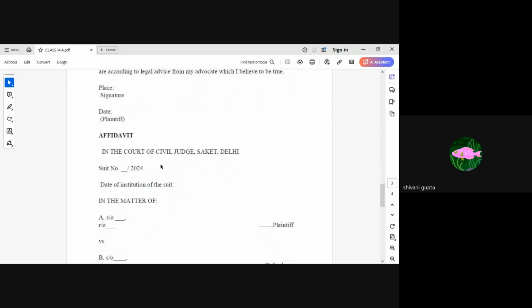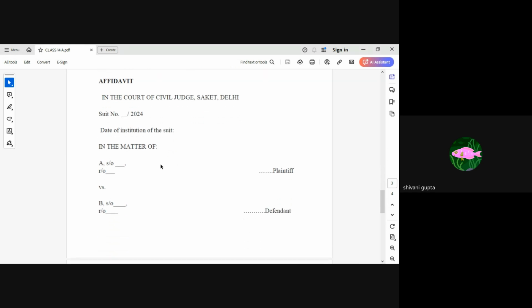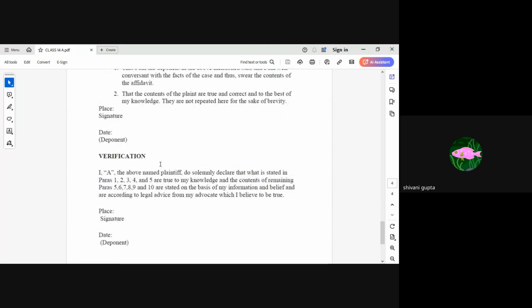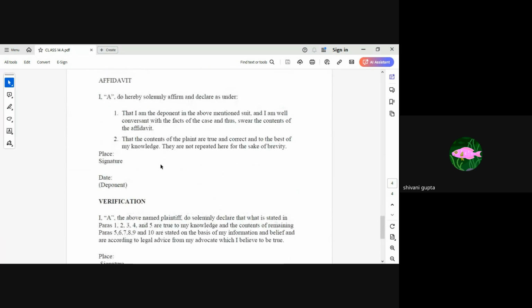In the court of civil justice, case, suit number this, date of institution this, matter is this, meaning the plaintiff is son of this, resident of this and so on, and the defendant A of B, son of this, resident of this, and so on. Affidavit means you are giving the facts, the declaration of what is solemnly affirmed and declared: that what is stated in the suit or the plaint is as per your knowledge and belief, and you are well aware and conversant with the facts of the case, and swear to the contents of the affidavit.